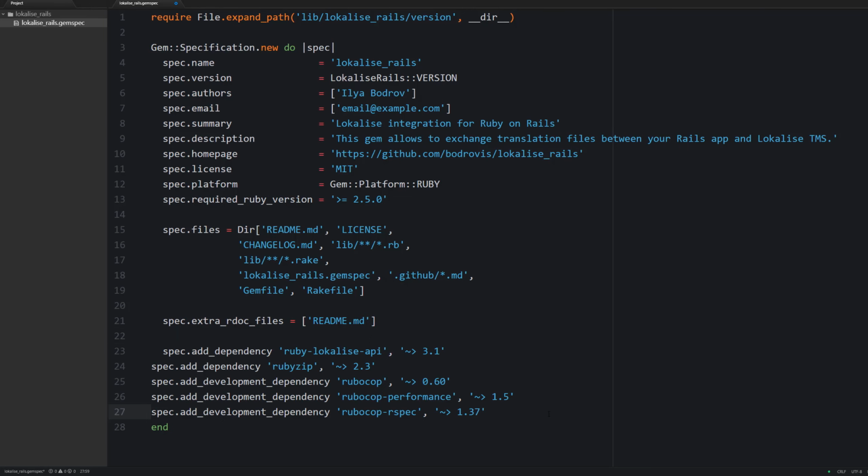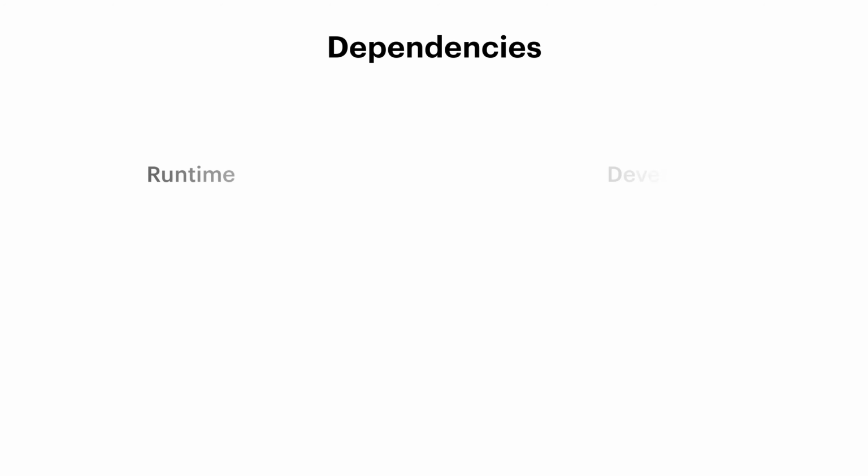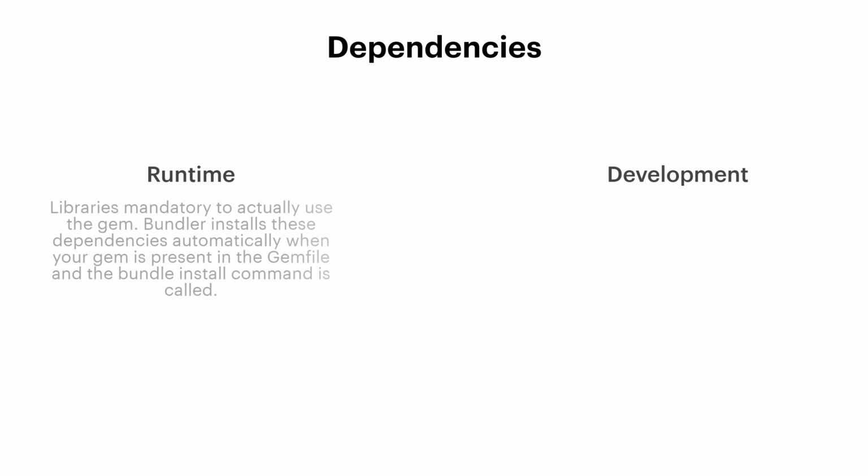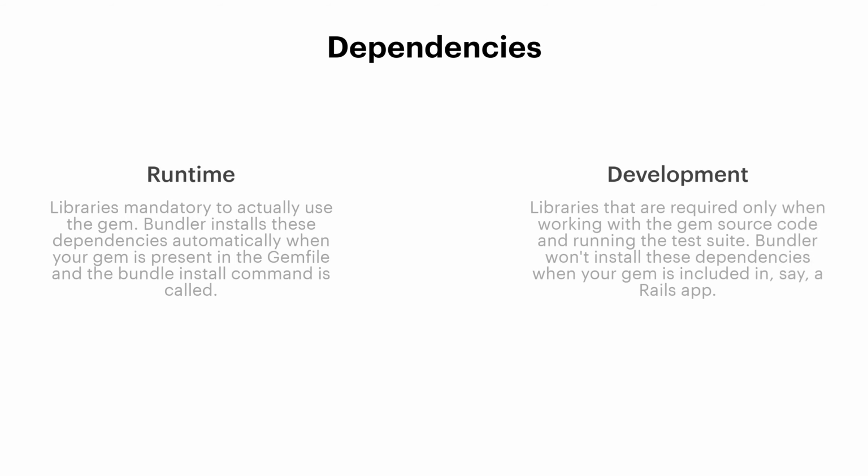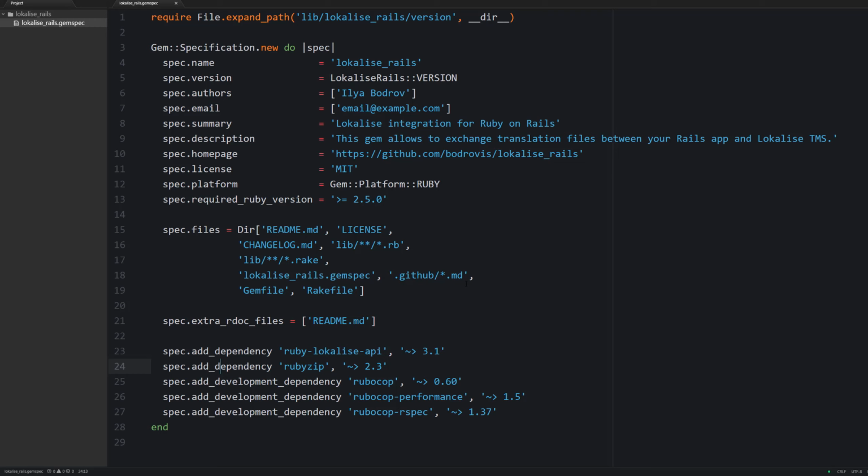So next, we should provide the gem dependencies. Dependencies are the libraries that your gem relies on. And there are two types of dependencies. The runtime dependencies are the libraries that are mandatory to actually use the gem, and Bundler is going to install these dependencies automatically when your gem is present in the Gemfile. And the development dependencies are the libraries that are required only when working with the source code of your gem and when running the test suite. So in other words, Bundler is not going to install these dependencies when your gem is included in a Rails application or elsewhere. We are going to add all the runtime dependencies and a couple of development dependencies for now.